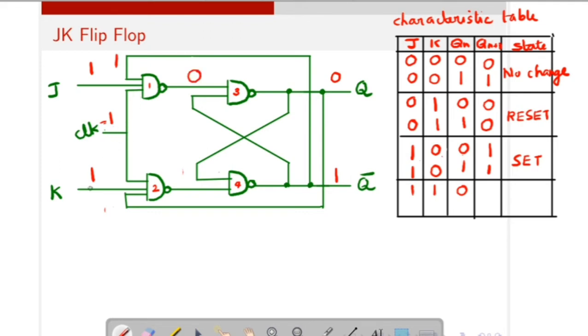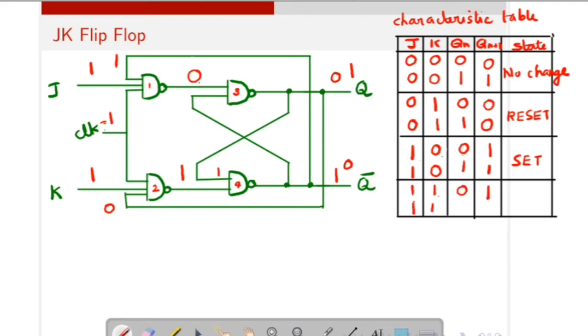And for the second NAND gate, two inputs are 1. Then consider the third input, it is 0. So one of the inputs is 0, which means output is equal to 1. Then third NAND gate, one of the inputs is 0, so output is equal to 1. Then fourth NAND gate, both the inputs are 1, then output is equal to 0. That means when J is equal to 1 and K is equal to 1, present state is 0, next state is 1.